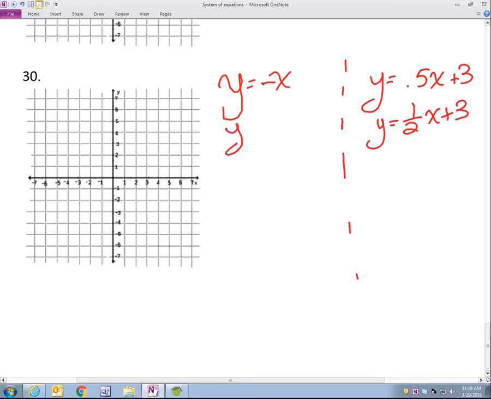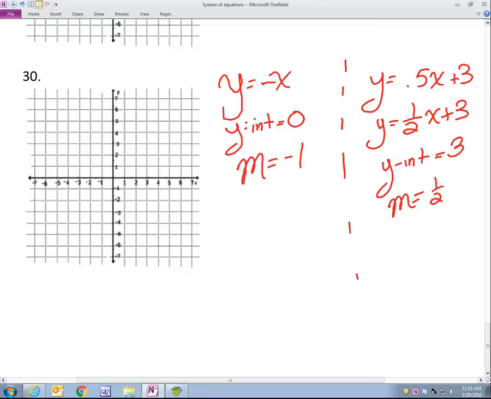So my y-intercept here, 0. Beautiful. You guys are catching on. I love it. You guys are so smart. My y-intercept here, 3, because that's just the b. And my slope is 1/2.